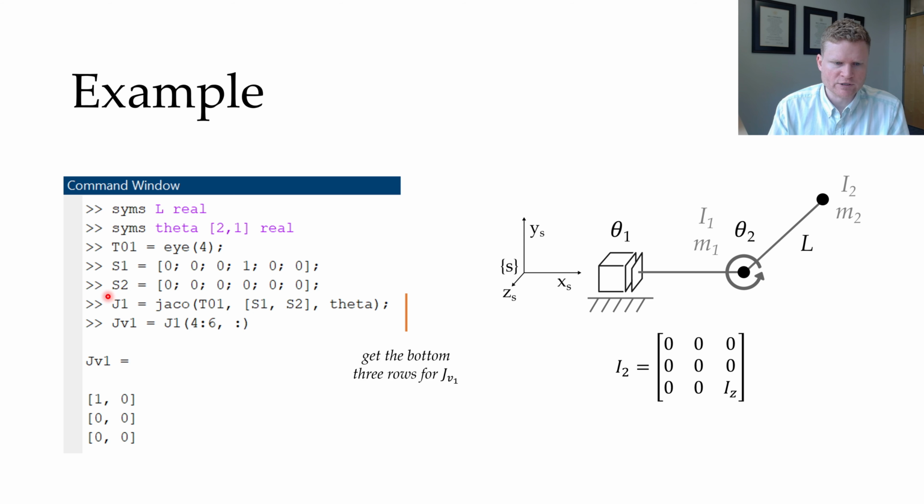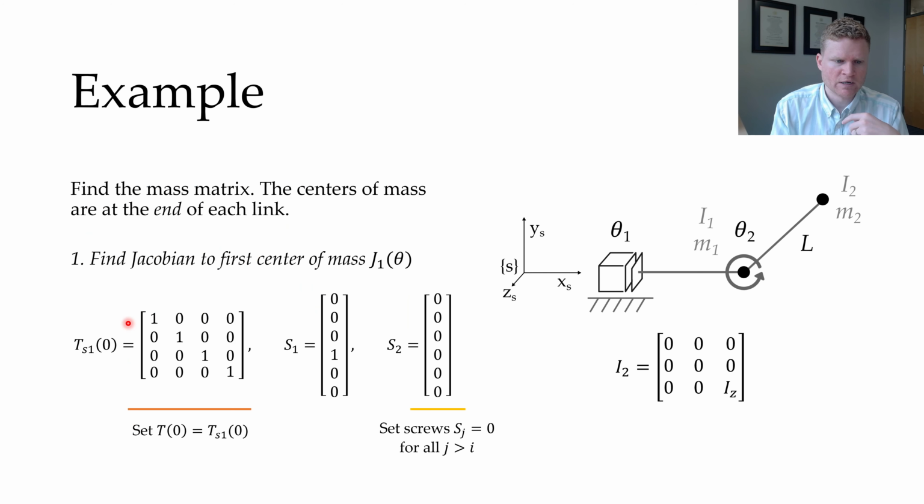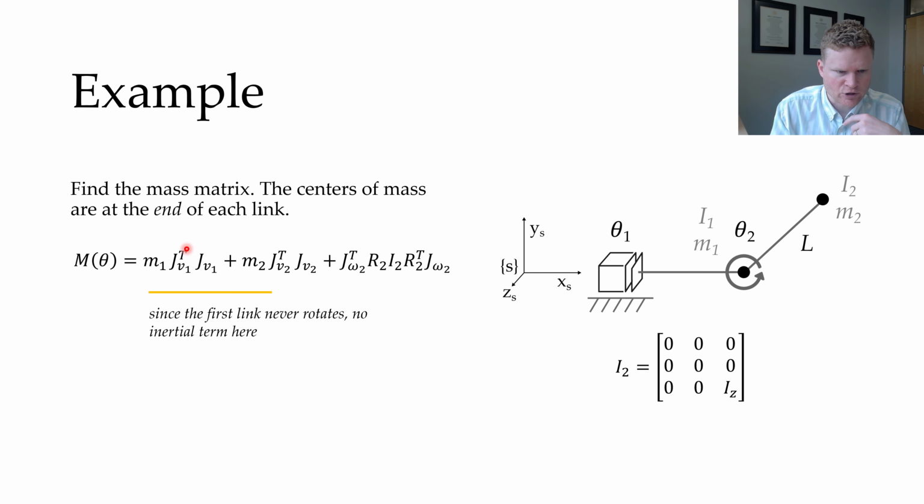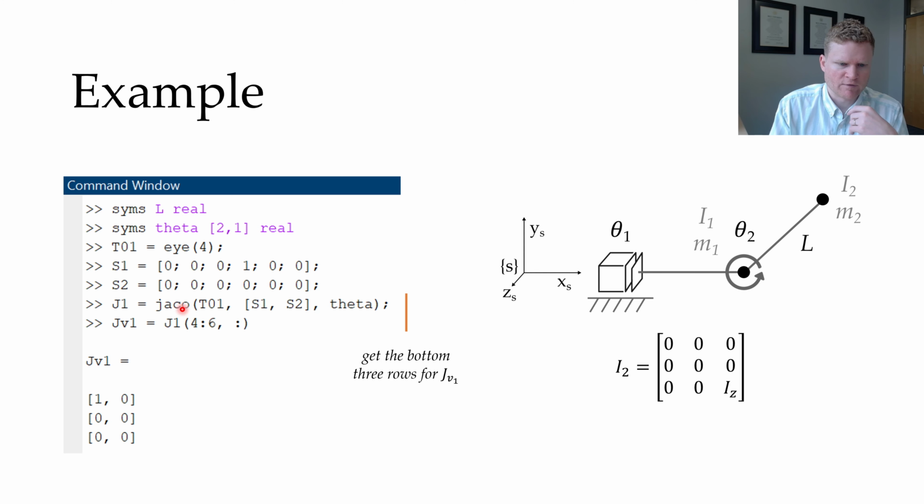Then I have my code for the Jacobian that you see right here. And I extract out the 4th through 6th rows of that Jacobian. Maybe pause and think about why I did that. Well, it's because I'm looking for JV1. I want the linear component of the Jacobian to apply to this term right here. This is what I'm trying to evaluate. So I need JV1, so I just need the linear component, and that's the bottom 3 rows. And that's why I have the 4th through 6th rows right here, and that's going to give me JV1.